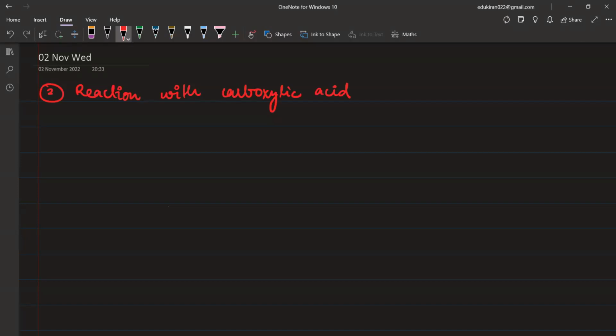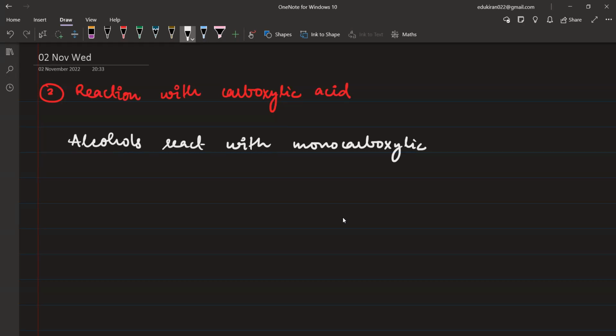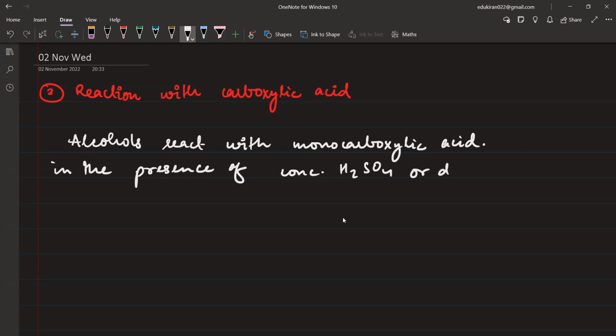Reaction with carboxylic acid. Reaction of what? Alcohols. Okay, please write. Alcohols react with monocarboxylic acid in the presence of concentrated H2SO4, or we can use dry HCl, to form esters.